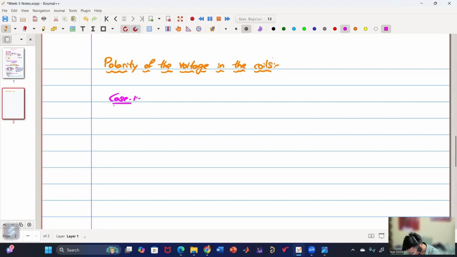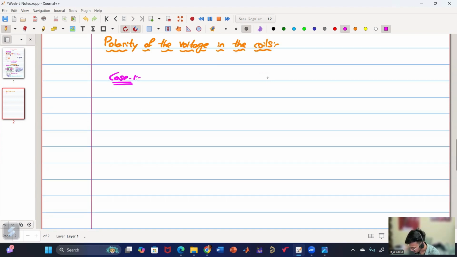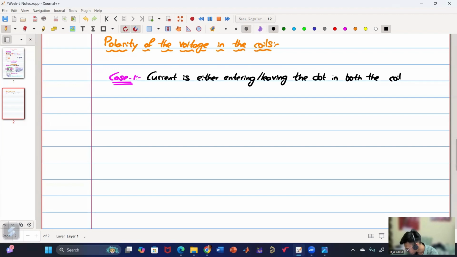One is case 1, when current is either entering or leaving the dot in both the coils. What I mean by this, I'll explain. In this case, say I have one coil here, and I have another coil here.